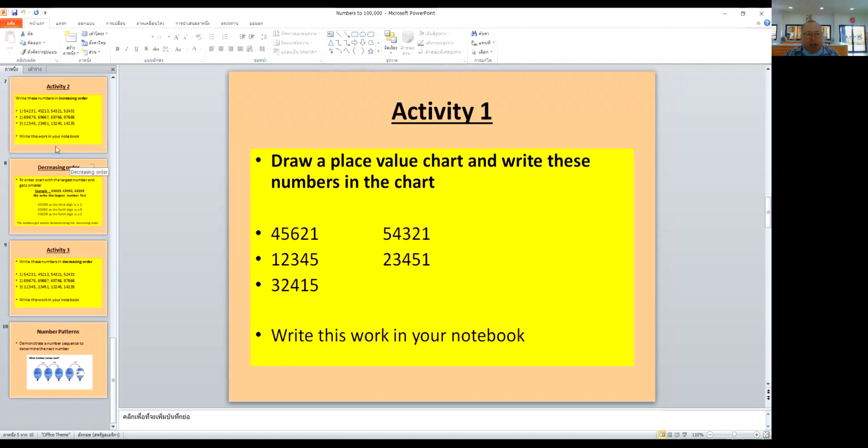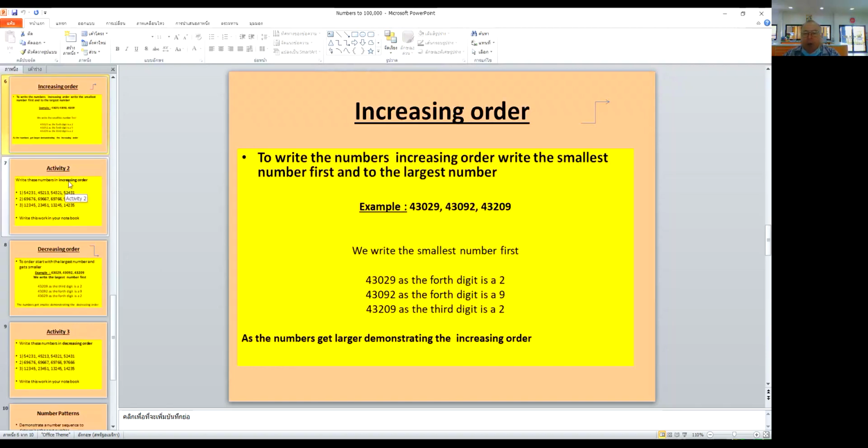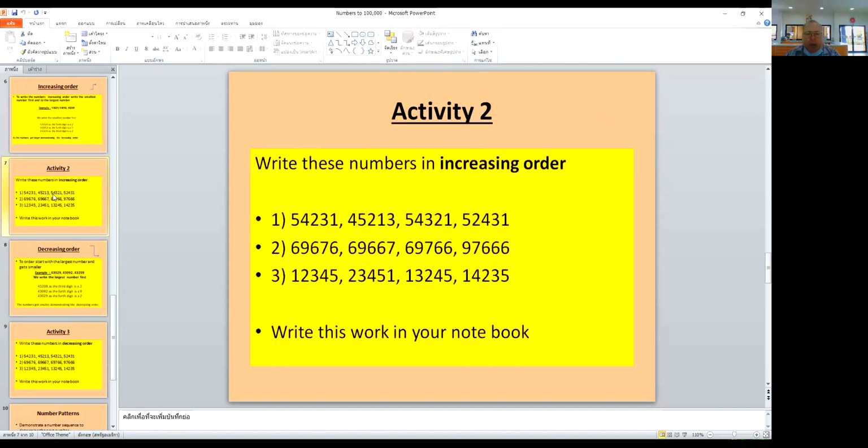So your second activity, section exercise, was to create and write the numbers in increasing order. That means to get the numbers from smallest to biggest. And here are your 3 sets of numbers that you have to look at. What is the smallest number? And write the smallest number to the biggest number. You need to do this work in your notebook as well.